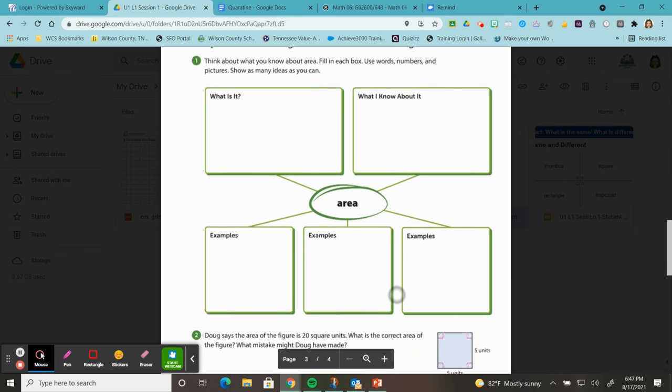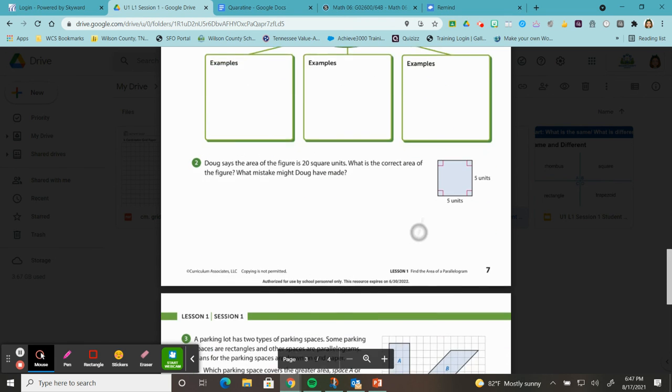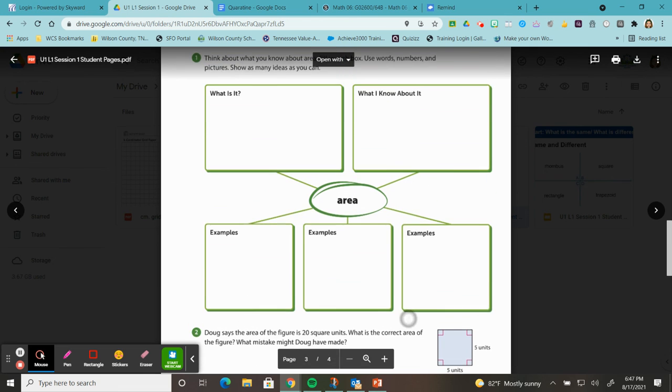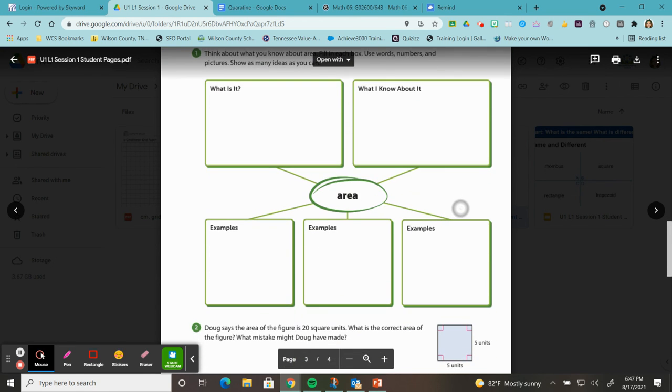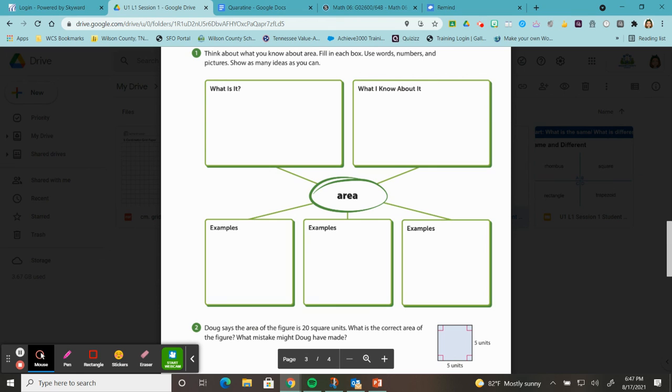We did not do this page in the student pages. We did talk about area, and we talked about how it is the space inside of a two-dimensional shape. We talked about what area is not. Area is not volume. Volume would be the space inside of a three-dimensional shape. And then in class, we talked about how area is not the perimeter. So it's not the outside edge of the shape. It is strictly the inside of a two-dimensional shape.